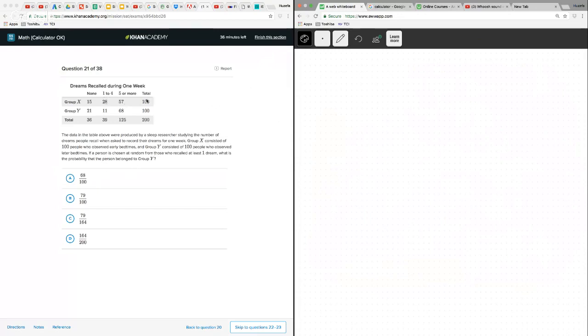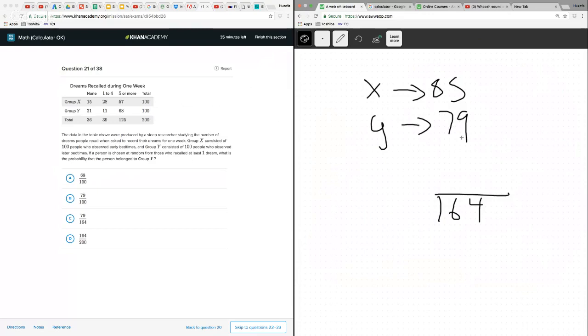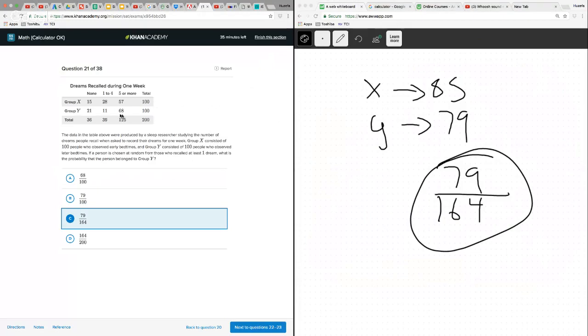So let's see. This is 85, right? We could just subtract 15, but so X is 85. Y in this case is 79. And then the total of those who recalled at least one dream is 39 plus 125, which is also 200 minus 36, so 164. So what's the probability that they belong to group Y? Probability is just the number we're trying to select, which is 79, over the total, which is 164. So in this case, it's C. Because we can't take the entire total, it wouldn't be accurate. So the total is the people who recalled at least one dream.